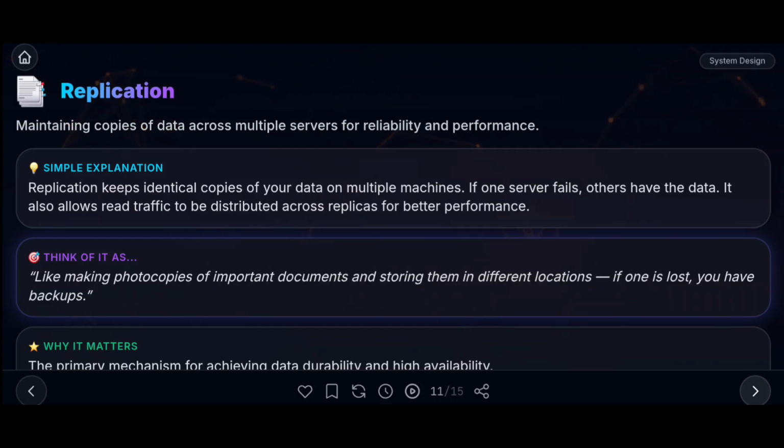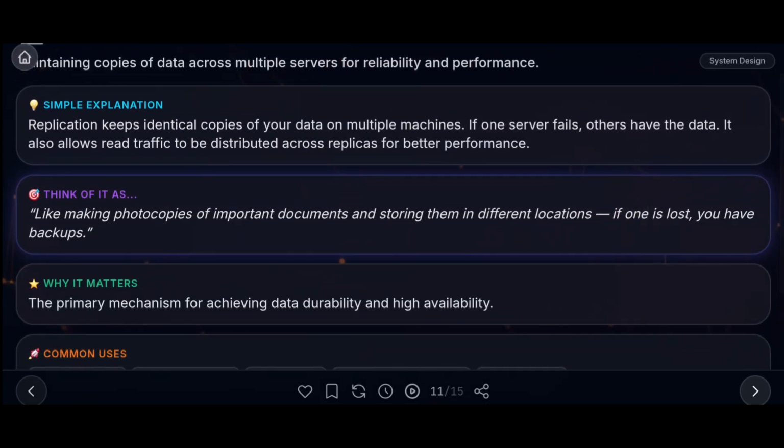Simply, replication keeps identical copies of your data on multiple machines. If one server fails, others have the data. It also allows read traffic to be distributed across replicas for better performance. Think of it as making photocopies of important documents and storing them in different locations. If one is lost, you have backups.